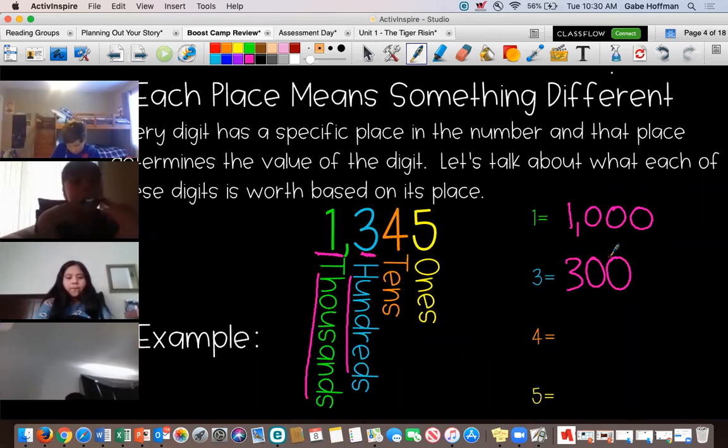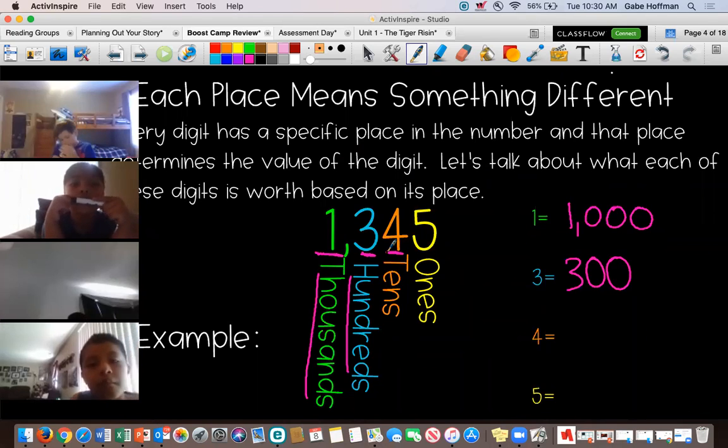Guadalupe, what about my 4 right here? Tell me what place it's in. Tens. In the tens place, so what is its value? 40. Yep, 40, good job.